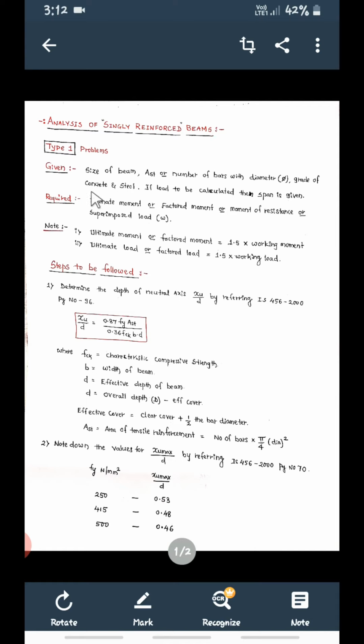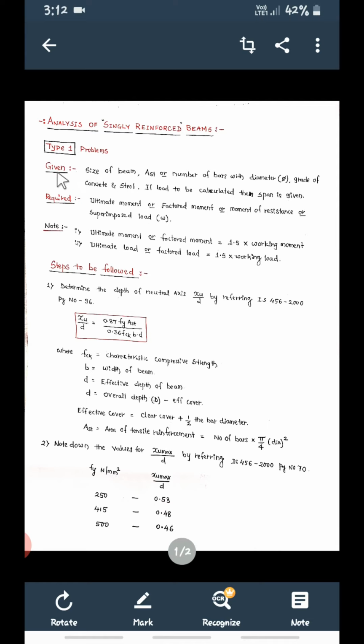Now in this analysis, we're going to come across two types of problems. In exam, you may get two types of problems. First, we're going to see type 1 problems. What these type 1 problems will ask and how this beam will be analyzed, we're going to see. Now, what is given in these type 1 problems?